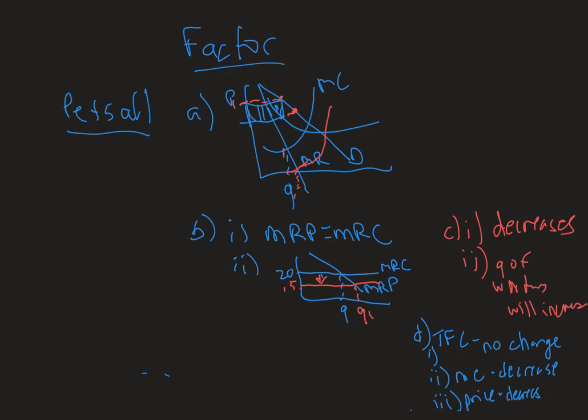Okay, so price decreases and MC decreases in the product market, total fixed cost, no change. And that is based on just understanding that we have a change in variable costs, okay? Alrighty, so I'll see if I can do one more of these, and this is the PetsAll problem.